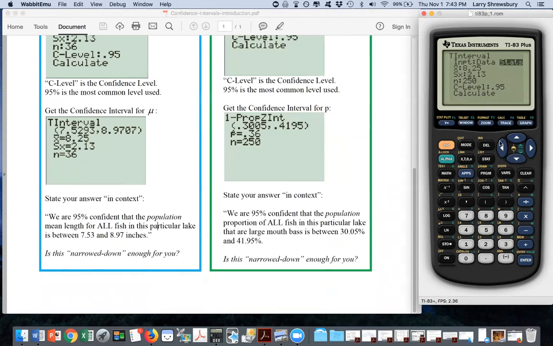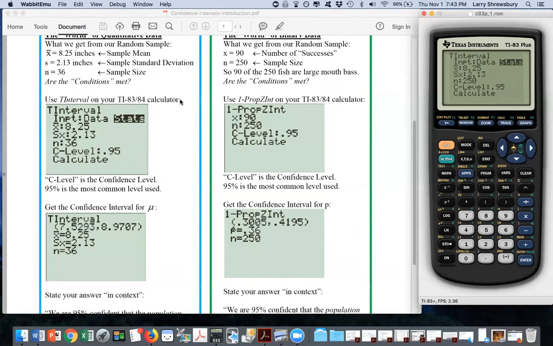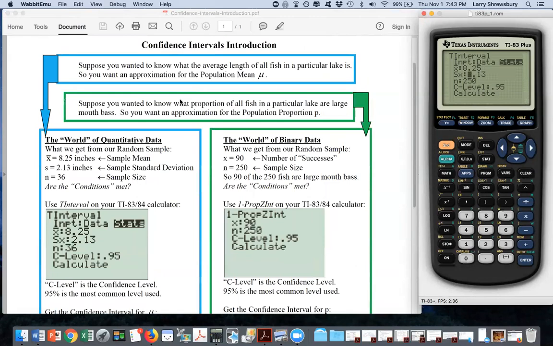Because think about it. Are you going to know what the population standard deviation is if you don't even know what the population mean is? It's not. It's only in rare situations you would. Almost all the time, you don't. And so that's why we use T interval almost all the time.